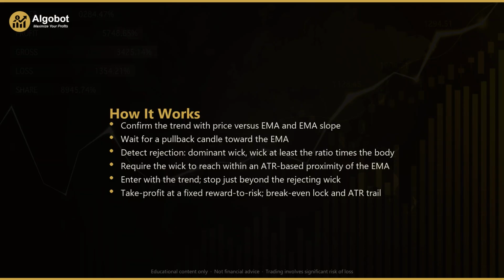After the trade is open, management kicks in on every tick. Once price advances by the break-even R multiple, the stop is moved to the entry price to protect the position. From there, an ATR trailing stop follows price at the trail ATR multiple distance, tightening only in the favorable direction. A spread filter also blocks entries when the spread is too wide.